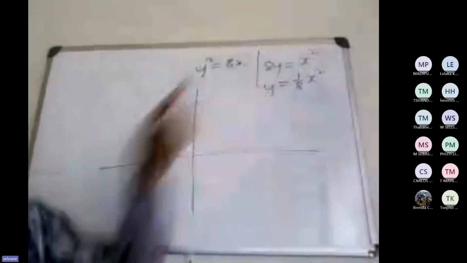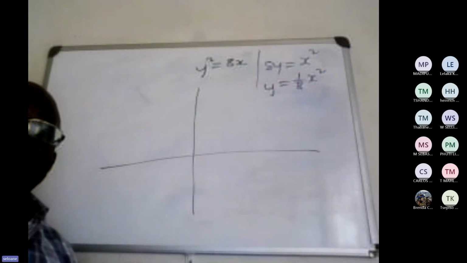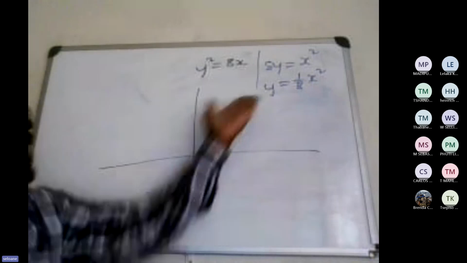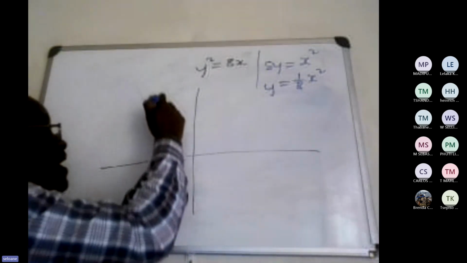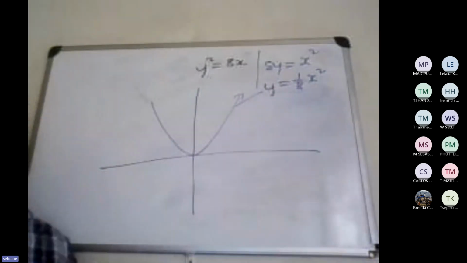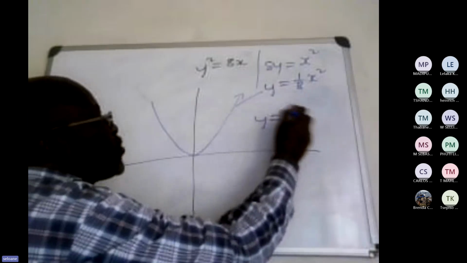Can you sketch this one? Surely you can sketch this. Everybody can sketch this. It will simply be a vertical parabola like this. It's like y equal to x squared.